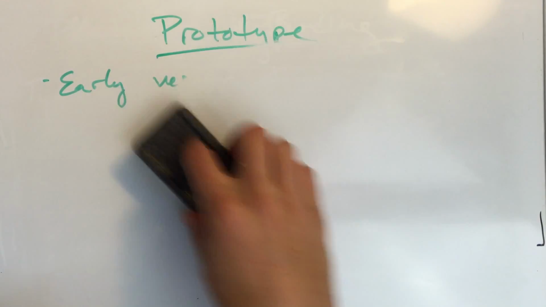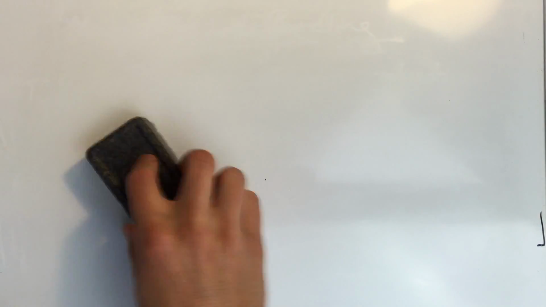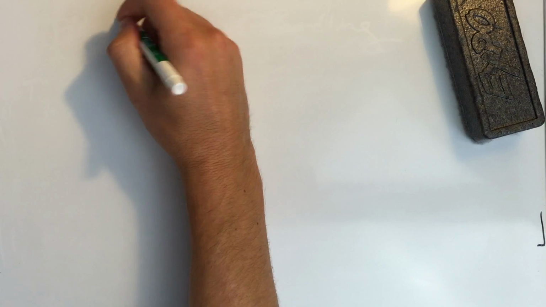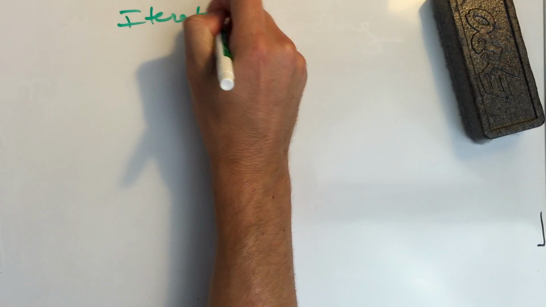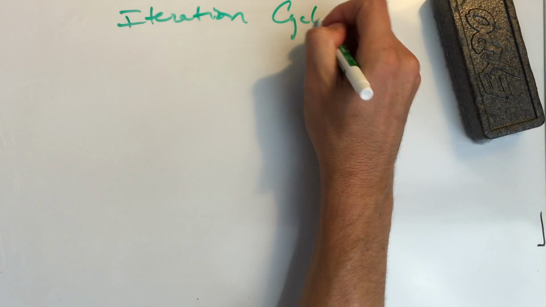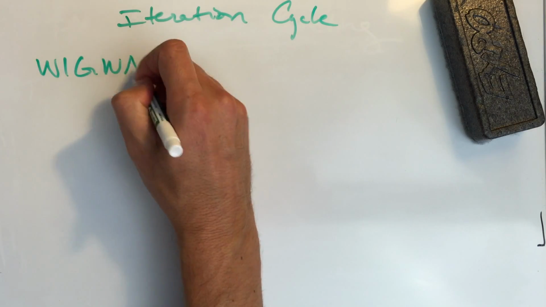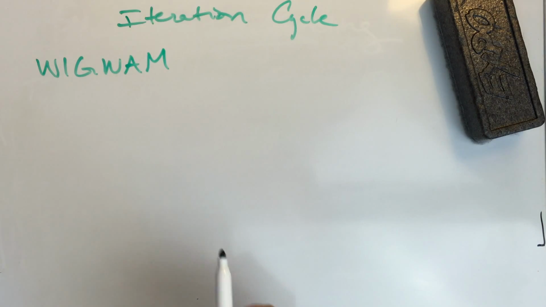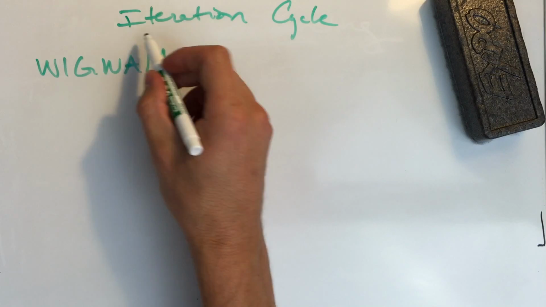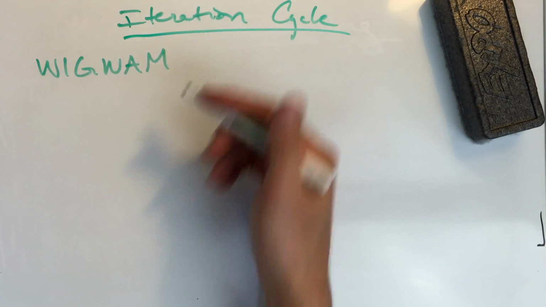Okay, following the prototype chapter is the iteration cycle. I'm going to make this a slightly longer video because I want to talk about what is in the book, which is the wigwam method, which is his term, not mine, but I kind of like it and it helps illustrate what the iteration cycle is.